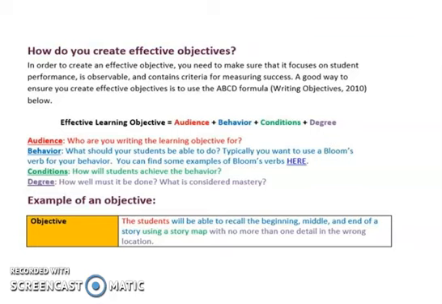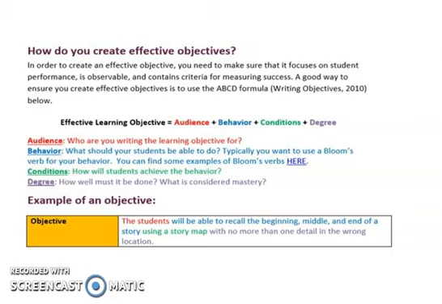A common error we see on mastery is listing that 80% of the class will learn the material. That's not correct. The objective is meant for each student, so the mastery is for that student. It's not an indicator of whole class achievement.